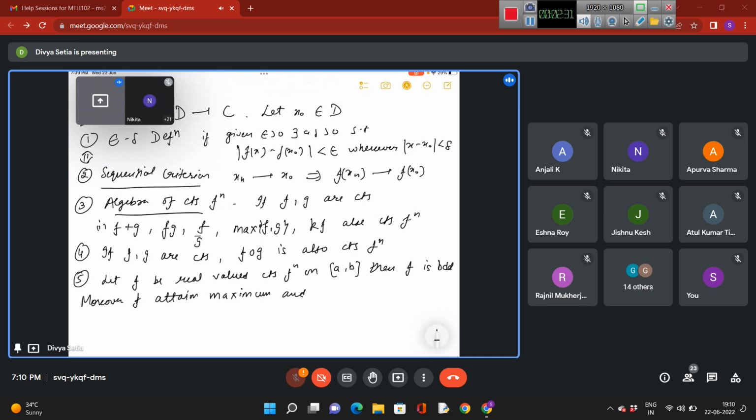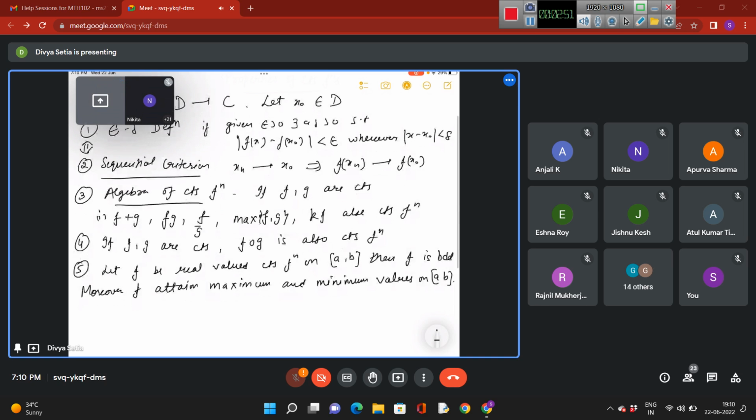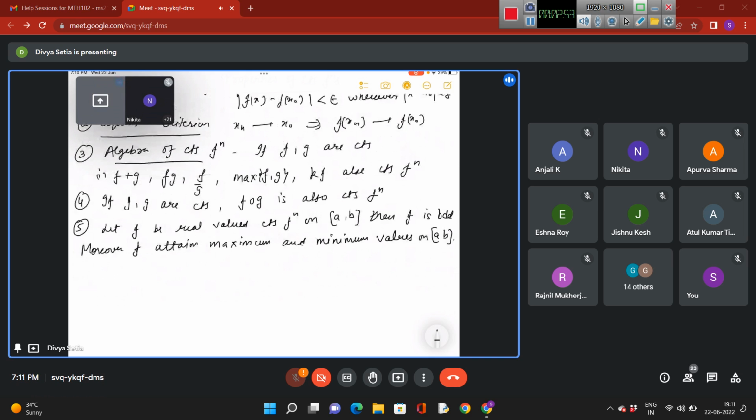Maximum and minimum values on [a,b]. Attains means there should exist a pre-image of the maximum and minimum values of the image set f(x). So till now, is everything clear?